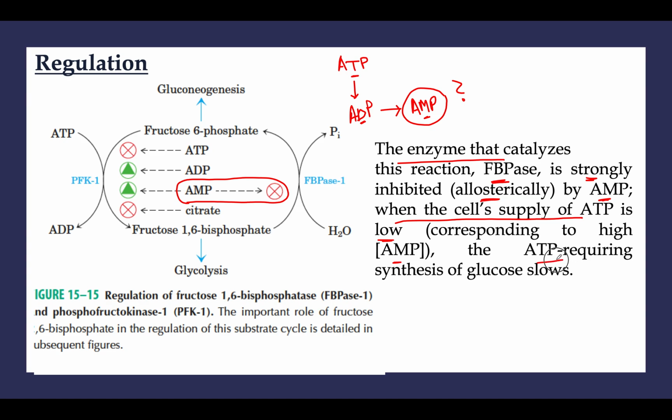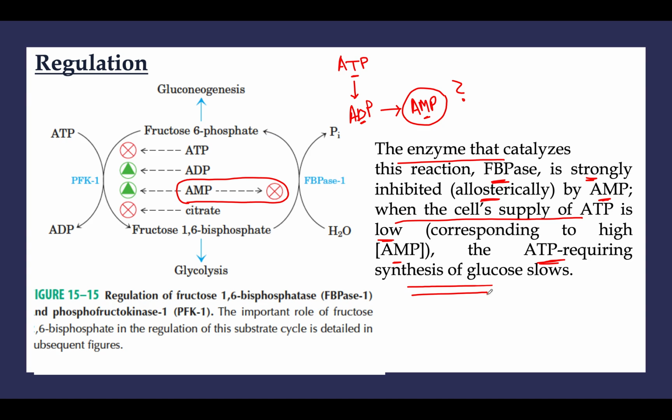The ATP requiring synthesis of glucose from non-carbohydrate sources, that is gluconeogenesis, requires to be shut down. You require to produce more ATP, which means glucose has to be broken down into pyruvate, and pyruvate is then converted to acetyl coenzyme A, which is converted to carbon dioxide and water, and this involves the glycolytic reaction, the TCA cycle, and the electron transport chain, which lead to the production of ATP.